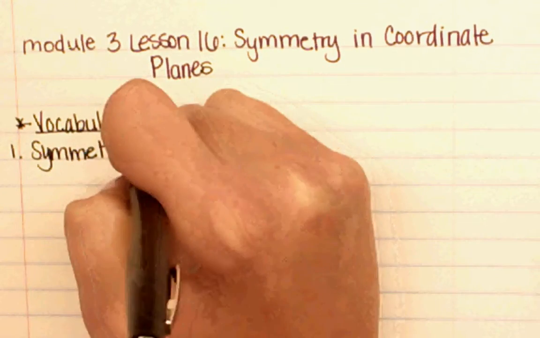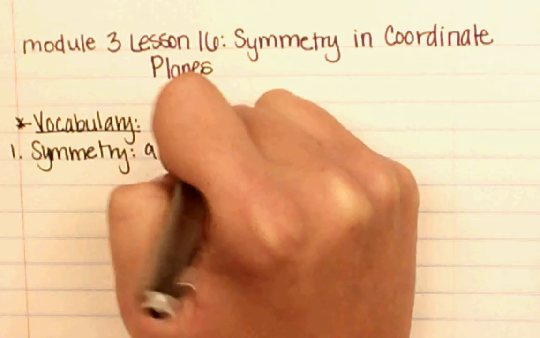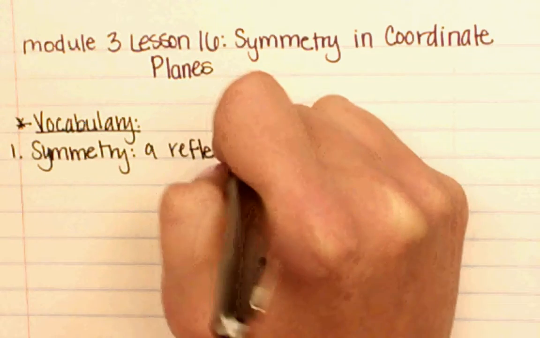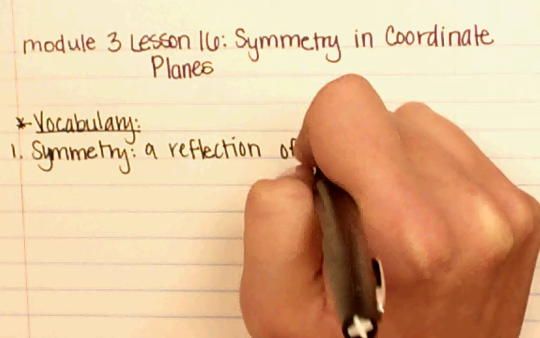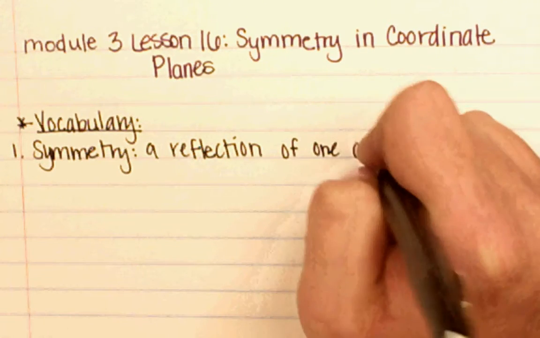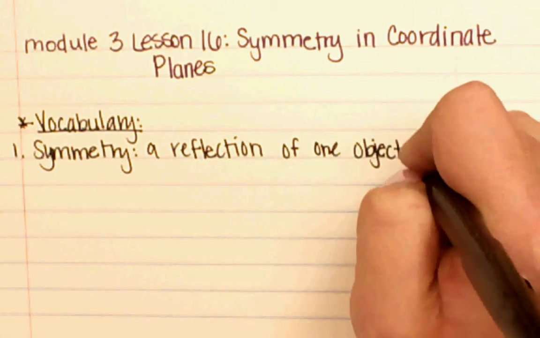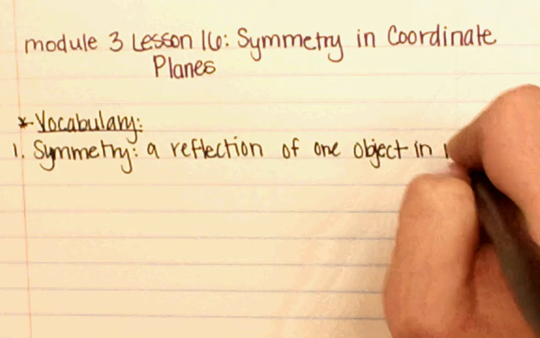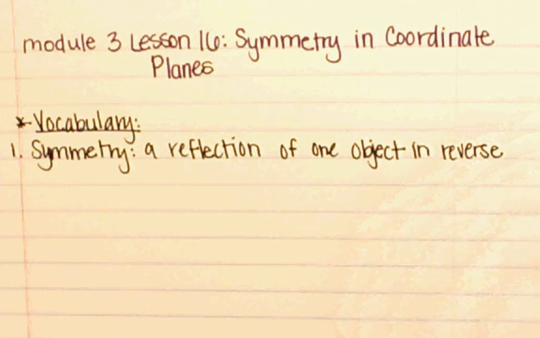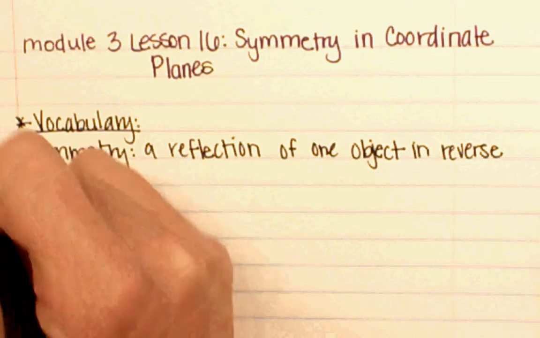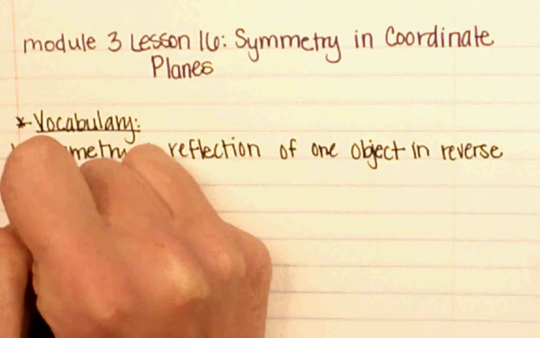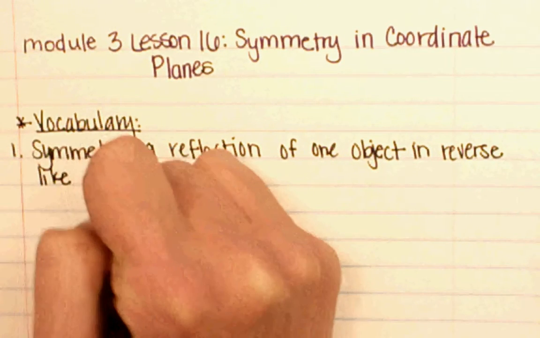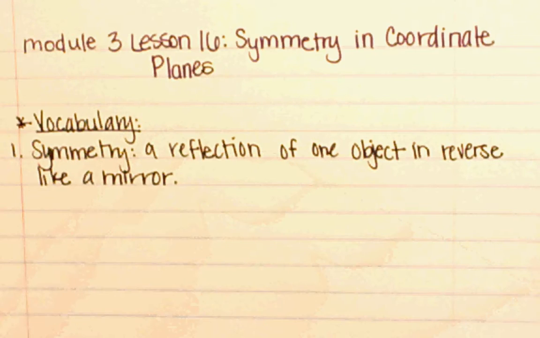Symmetry is a reflection of one object in reverse, like a mirror. Okay?